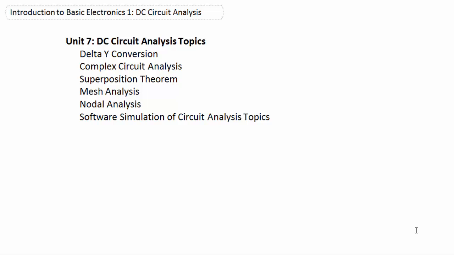This being said, I do include lectures on both mesh and nodal analysis in this unit, only out of sheer pity for those students whose instructors force them to use these techniques. If your instructor makes you learn mesh and nodal analysis, use these lectures so you can dump the right answers on a quiz or a test and then just forget these techniques as soon as possible.